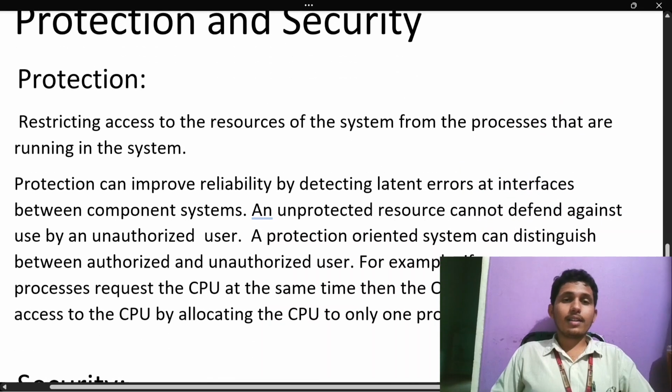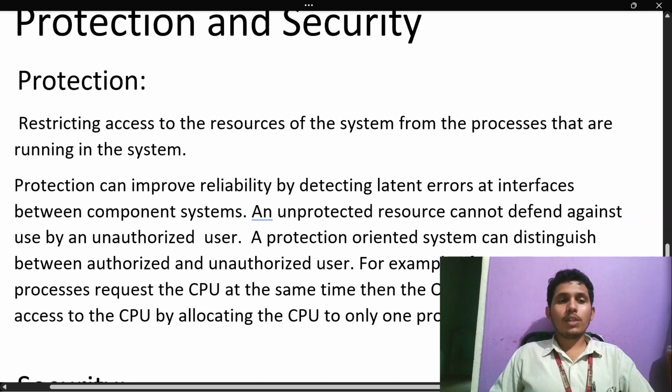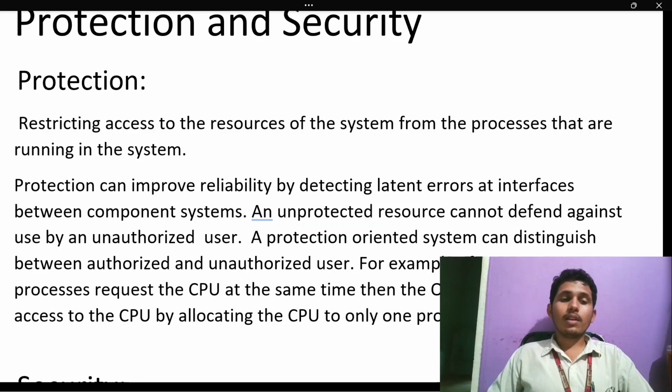Protection and security. Let us get started with protection. So protection, what is protection? Protecting our data from the other sources or other parties, other users is known as protection. So restricting access to the resources of the system from processes that are running in a system. Let me explain that. Let us think that we are doing a process or a task in our system like making a payment or updating data into a database. So this is a task, or in a simple technical word, this is a process. So when this process is running, restricting the access to other processes or other users is known as protection.